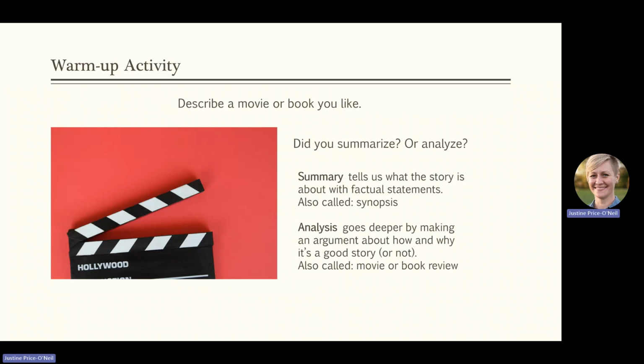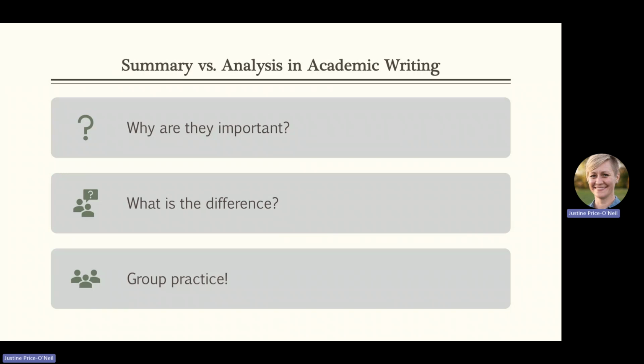So this is one way where we see this kind of in real life, and we might even do this with different things that we are summarizing or analyzing. So today we're going to talk about these topics of summary and analysis and look at a few different things. First of all, why are they important? Why are we talking about this? And also going into the differences between the two, because they are very distinct. And then I'll demonstrate how to go about each effectively with some practice activities.